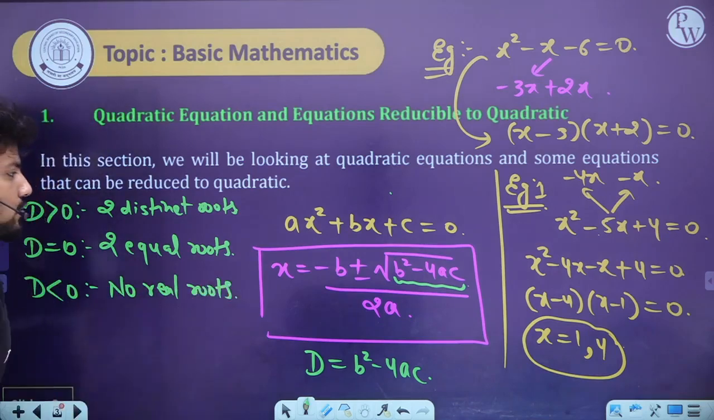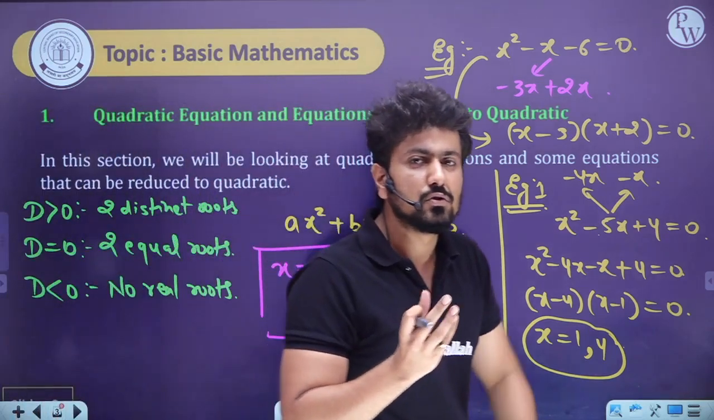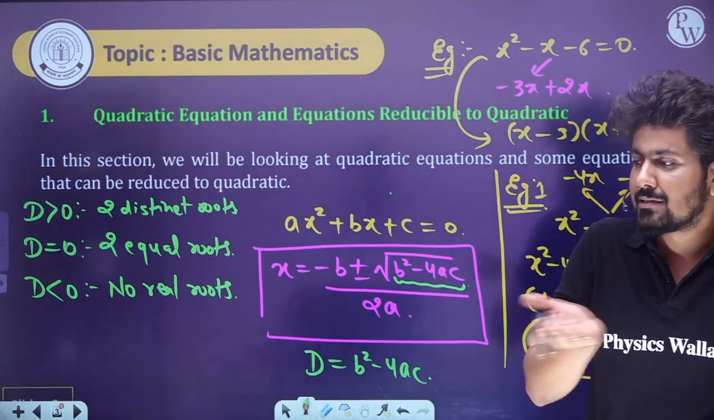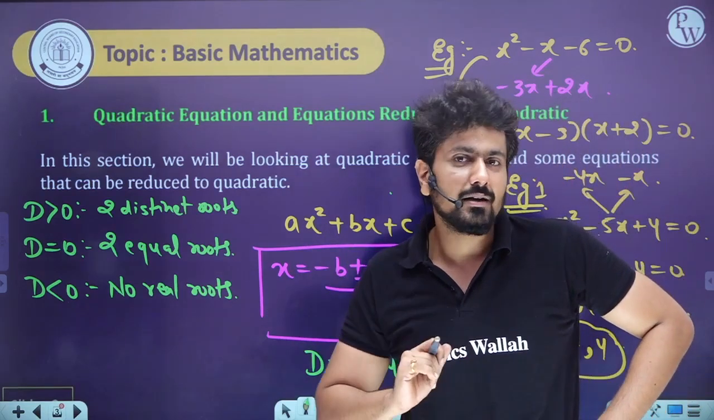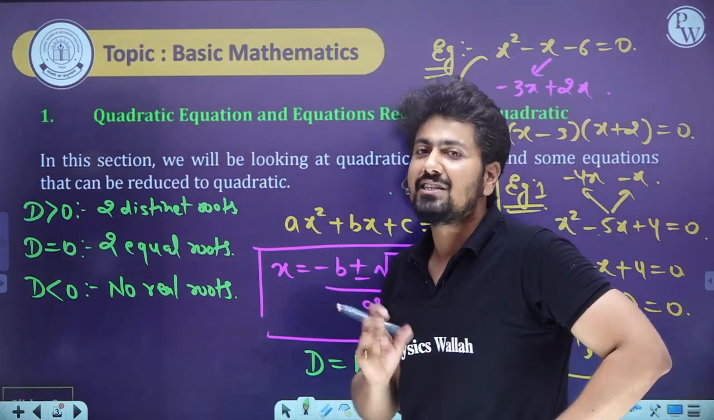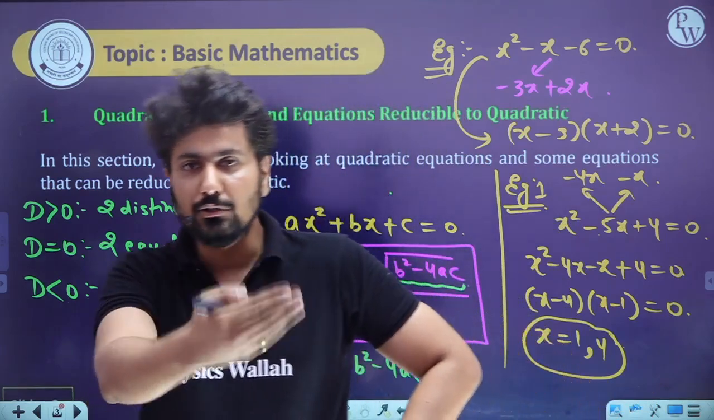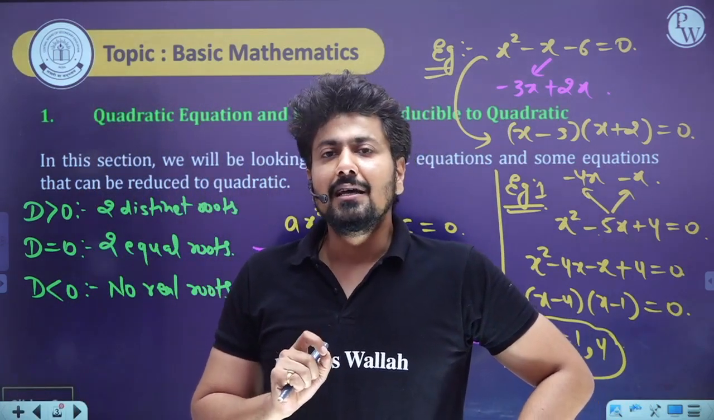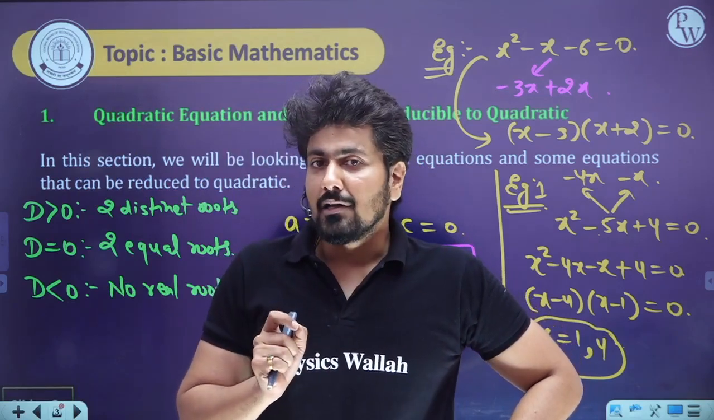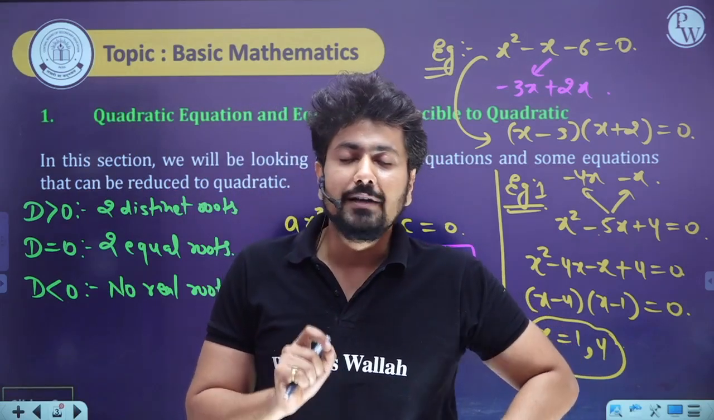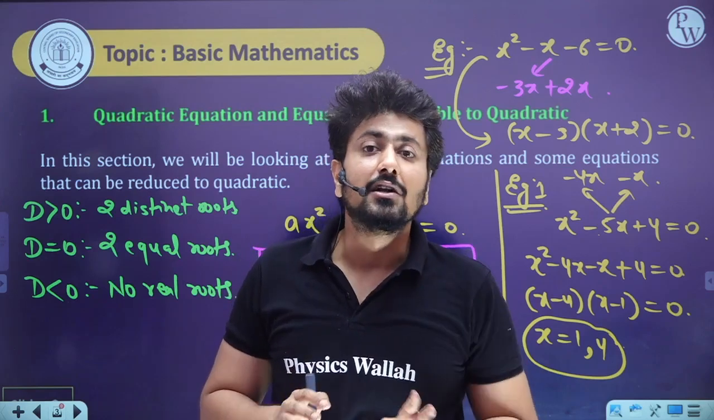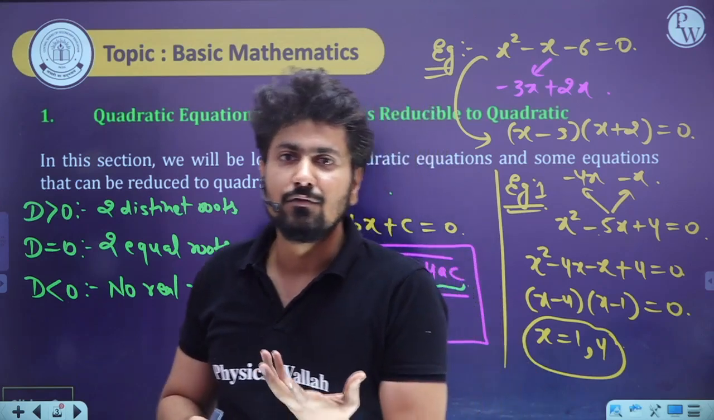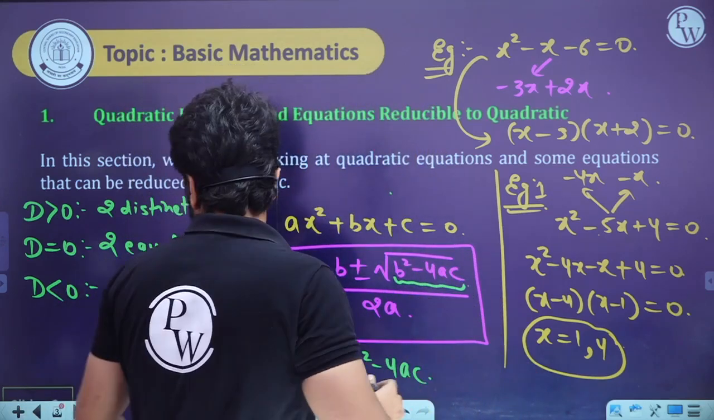Why are there no real roots? All of us know what real numbers are. What is the real number line? Everybody knows about that, right? There are also imaginary numbers, which you are going to study later on. What are imaginary numbers? Basically, in real numbers, we do not allow a negative inside the under root. Like under root of minus 4 is not allowed, right?